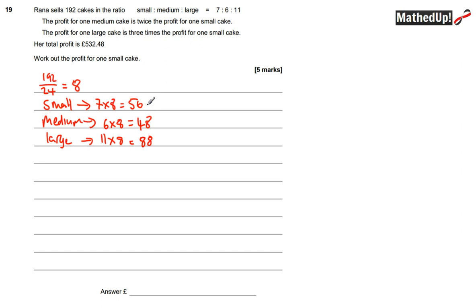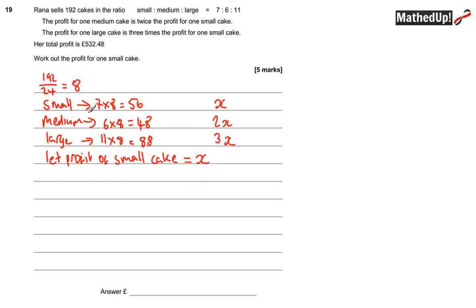Now, we know that the profit for the medium cake is twice the profit of the small cake, and we know the profit for the large cake is 3 times the profit for the small cake. So we don't know what the profit for the small cake is at the moment, so that's going to be an unknown quantity. So I'm going to say let profit of small cake equal x. So that means that the profit of a medium cake is twice as much, so it's going to be 2x, and the profit for a large cake is going to be 3 times as much, so that's going to be 3x.